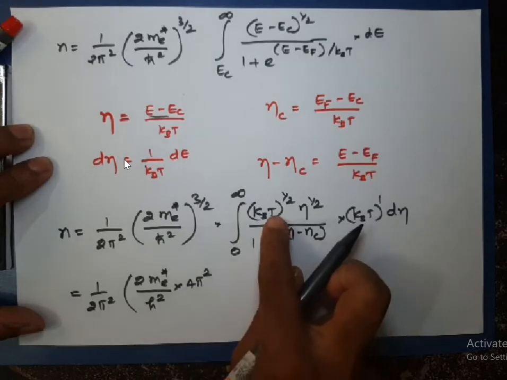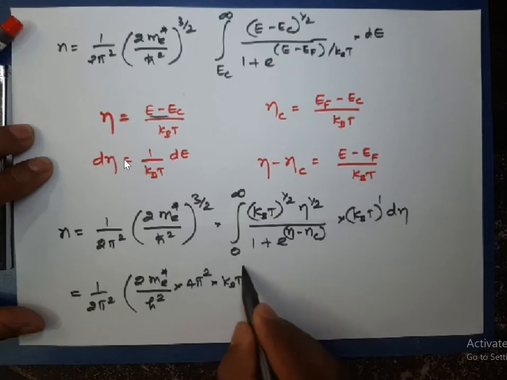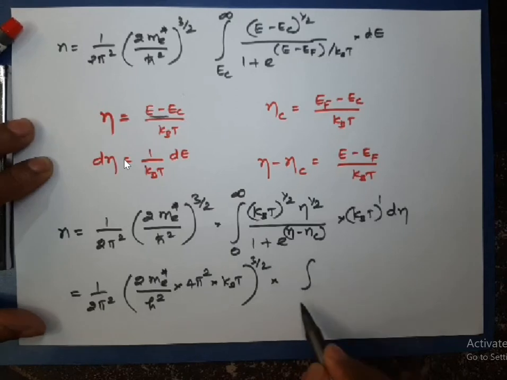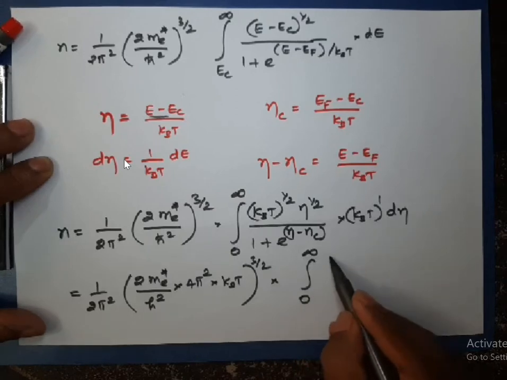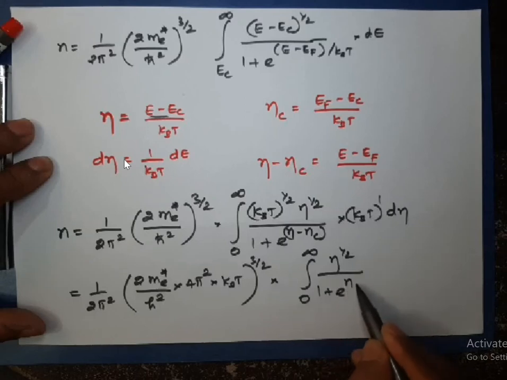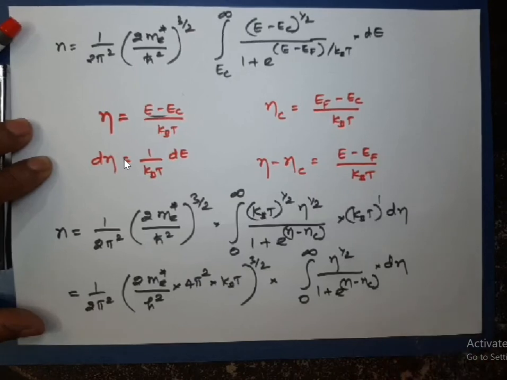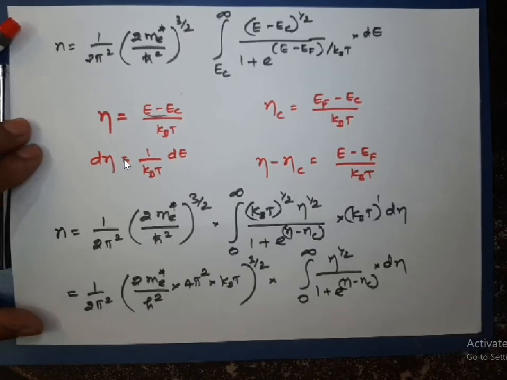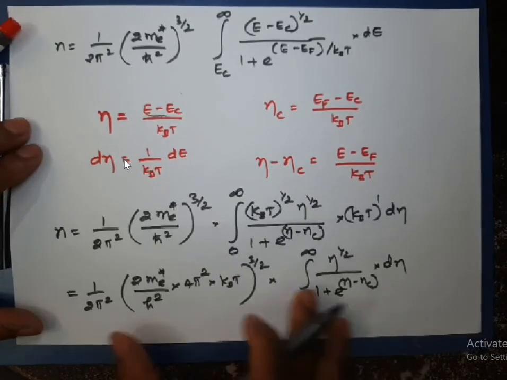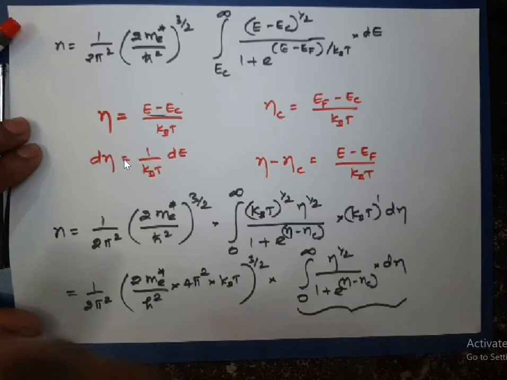And this becomes (kBT)^(3/2). I'll bring everything inside (kBT) whole power 3/2, right? And what's left is the integral from 0 to infinity of eta^(1/2) / (1 + e^(eta - eta_c)) d eta. Here we'll get some form of integral, and this integral is very famous.